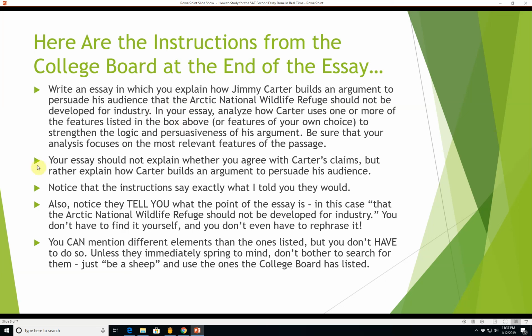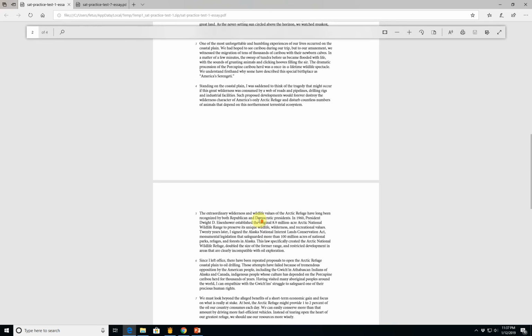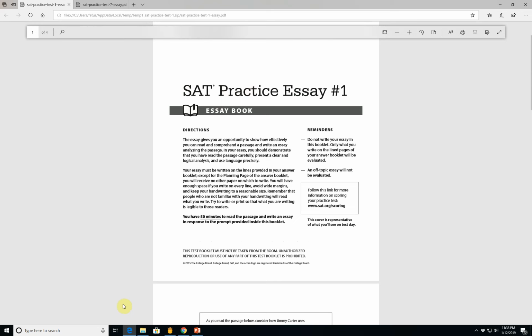So in your essay, analyze how Carter uses one or more of the features listed in the box above, or features of your own choice, to strengthen the logic and persuasiveness of his argument. Be sure that your analysis focuses on the most relevant features of the passage. So your essay should not explain whether you agree with Carter's claims, but rather explain how Carter builds an argument to persuade his audience. Notice that the instructions say exactly what I told you they would, and if you don't believe me, you can come and look at this. Here's the little box with the instructions at the end, and here are the beginning instructions, and this is from the SAT practice essay number 1.